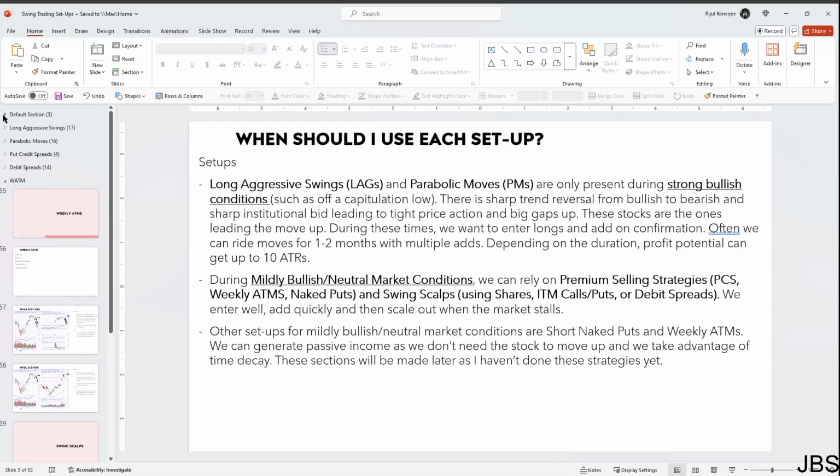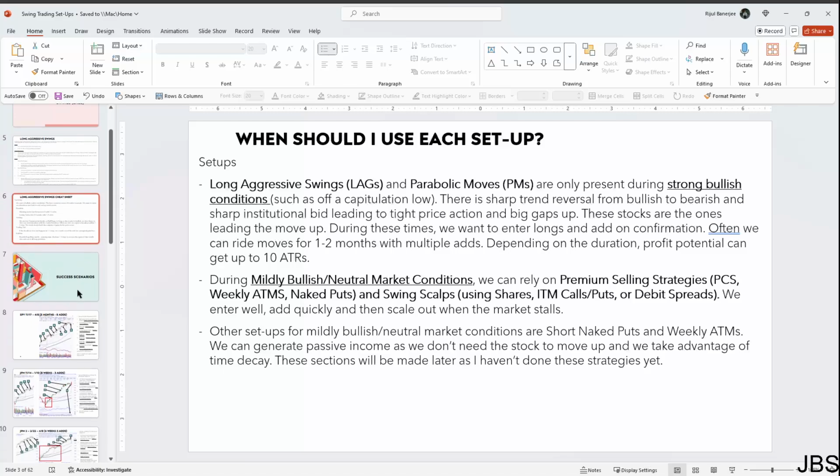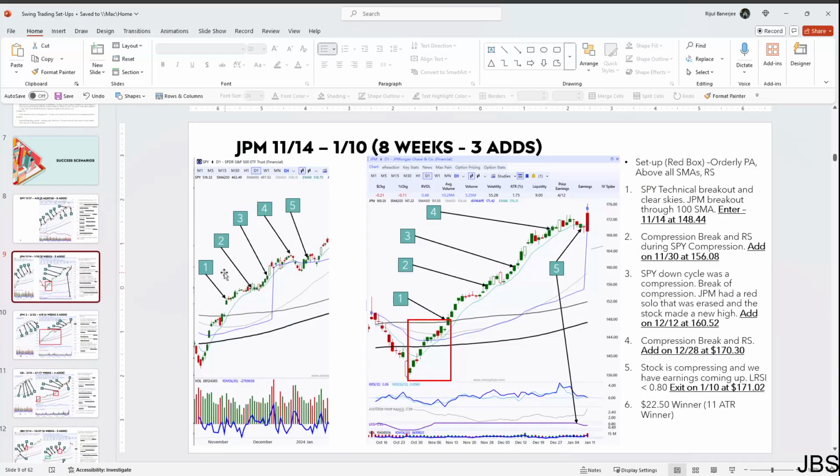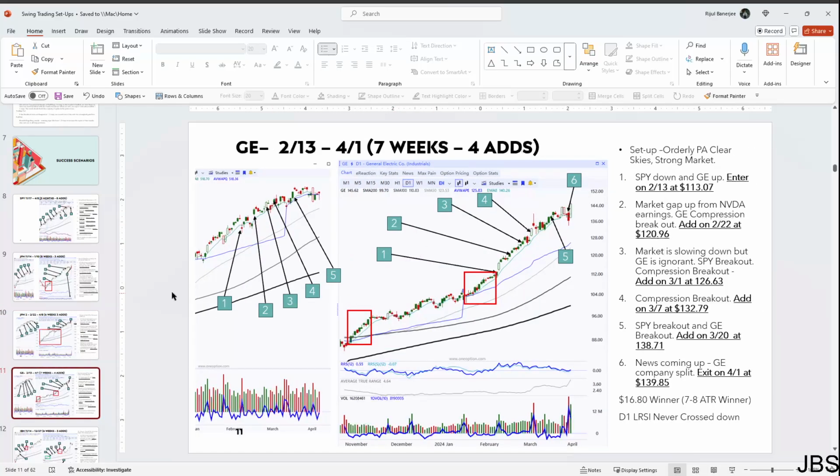Here's another one. That one was just for day trading. Here's one for swing trading. If you look on the left, I have different sections. I was looking at, hey, what's a good time to take a long aggressive swing, right? Here's the setup. Here's when I would add to the swing over here. How big is the winner, right? In this case, I say, hey, it's an 11 ATR winner. That's a pretty nice winner. Here's JPM again. GE, here's another winner here.